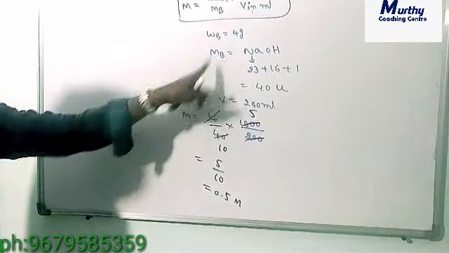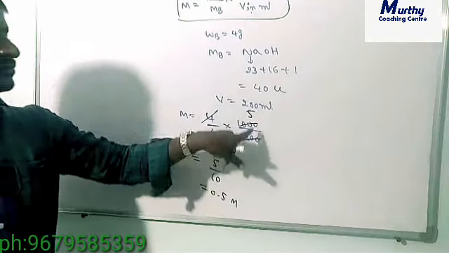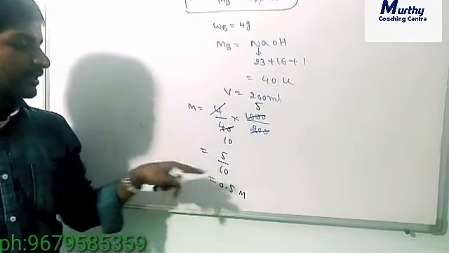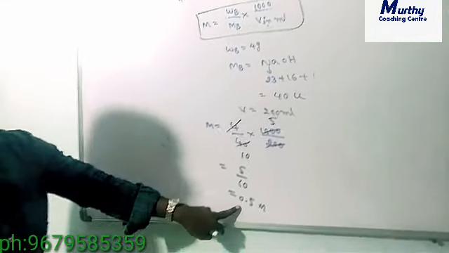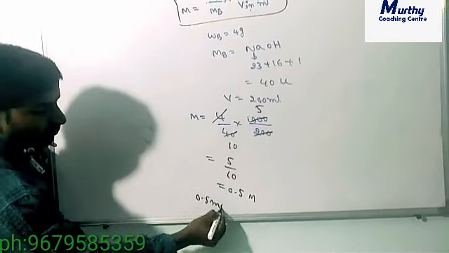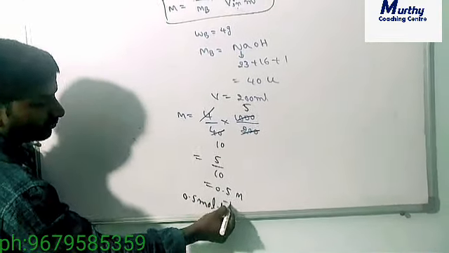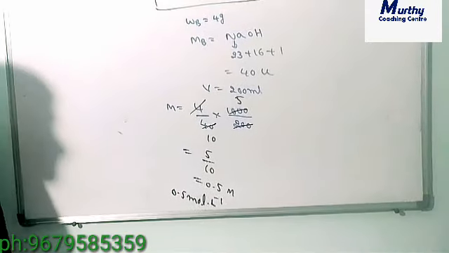So now we have to put all the values in the formula. 4 1s are 4, 10s are 10, 200, so that is 5s are. So 5 by 10 means that is 0.5 M. So now molarity is 0.5 M. Otherwise you can write it as 0.5 mole per liter, otherwise mole liter inverse. That is the molarity of NaOH.